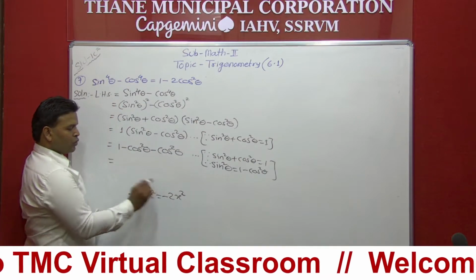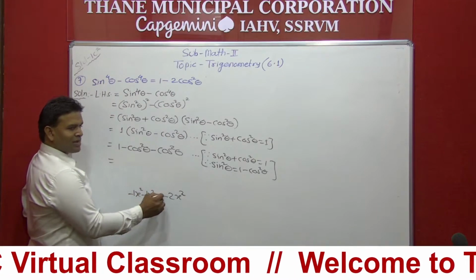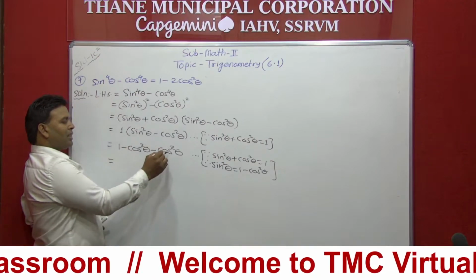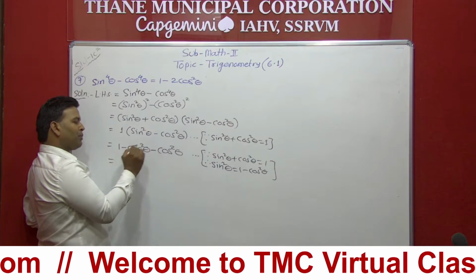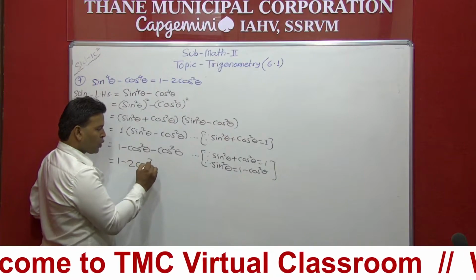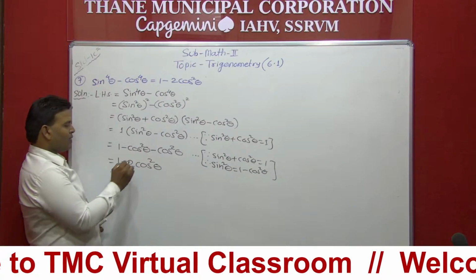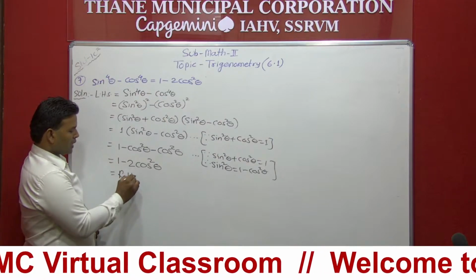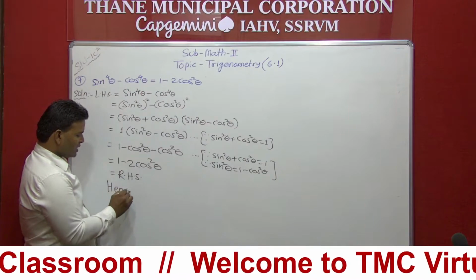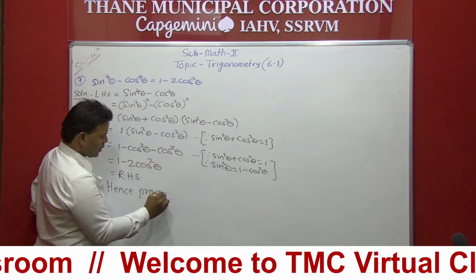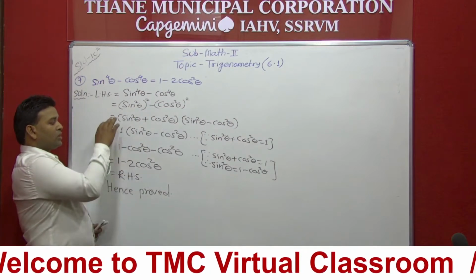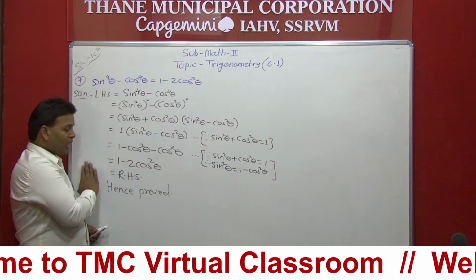So 1 plus 1, 2, and both are having negative sign, that's why the sign will be same, and x square as it is. In a similar manner, here we are having 1, 1, 1 plus 1, 2 हो जायेगा. This one as it is, minus 2 cos square theta, which is our right hand side. And finally here we will write down, hence proved.